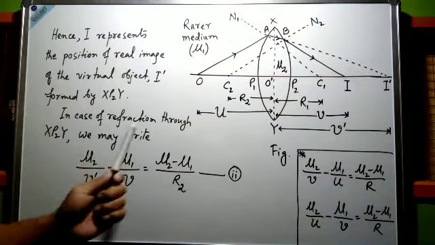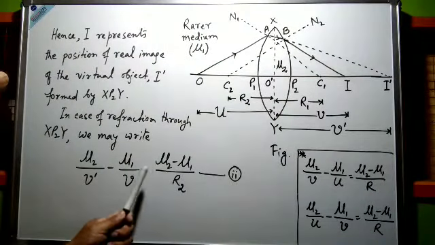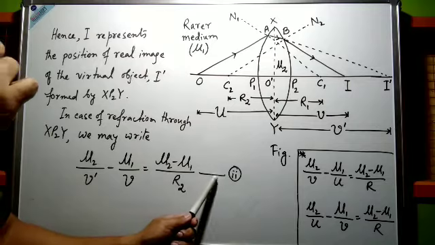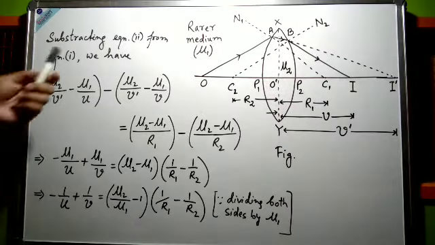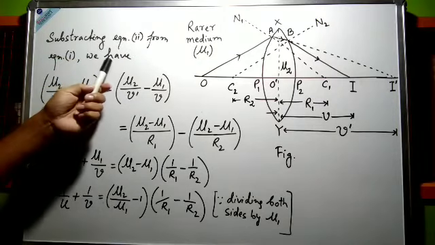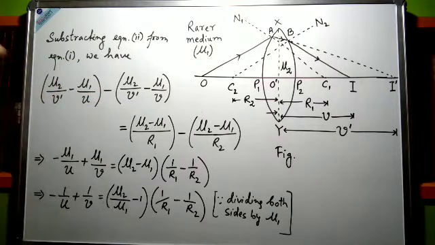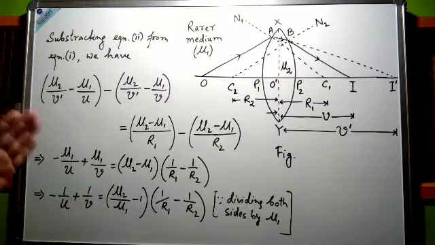For refraction through XP2Y, we get this formula, which is equation number 2. Next, subtracting equation 2 from equation 1, we have equation 1 minus equation 2.